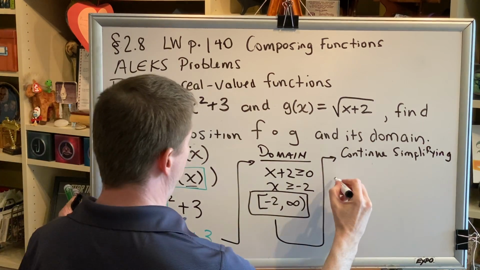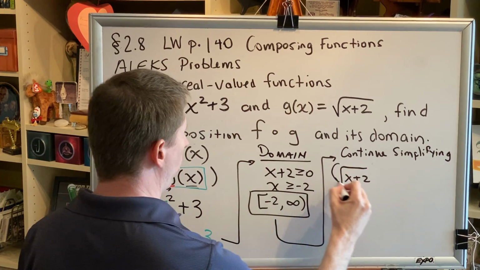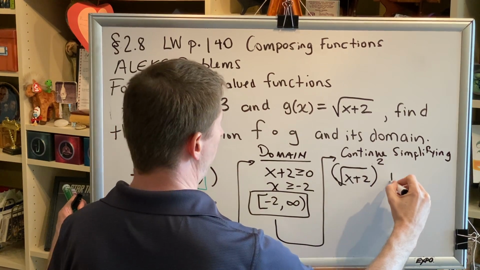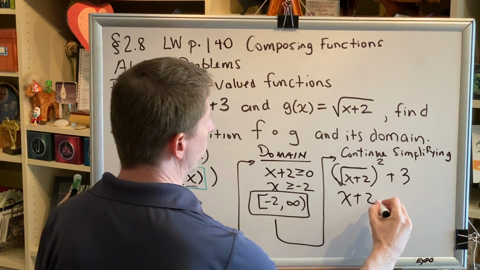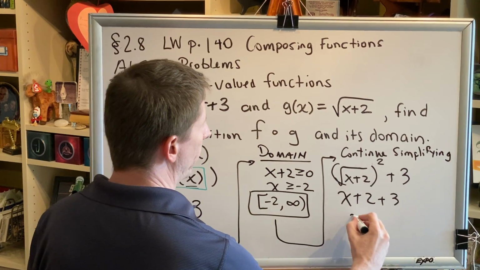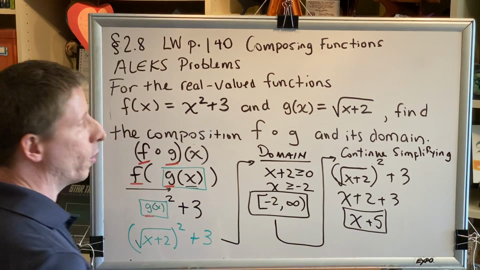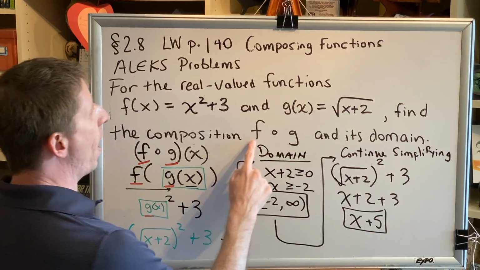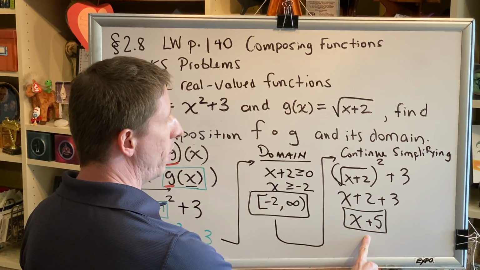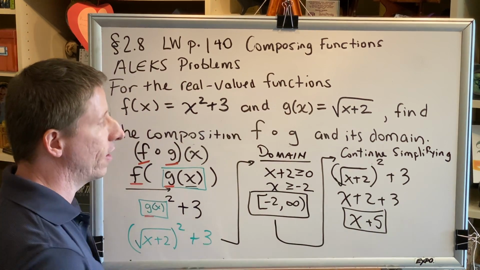Let's repeat what we have here. The square root of the sum x plus 2, all in parentheses squared, plus 3. The square and the square root cancel, leaving me x plus 2. And combining like terms, we get x plus 5. So there were 2 questions, and therefore there are 2 answers. Find the composition f composed with g. That would be this answer. And its domain. That would be this answer.